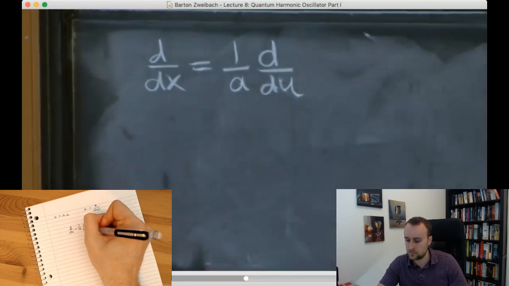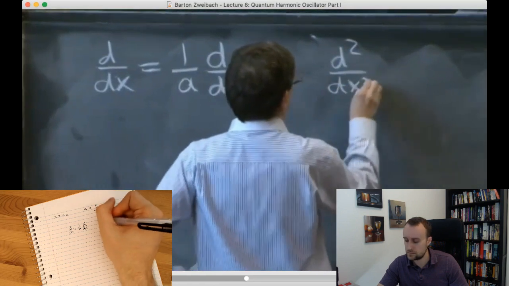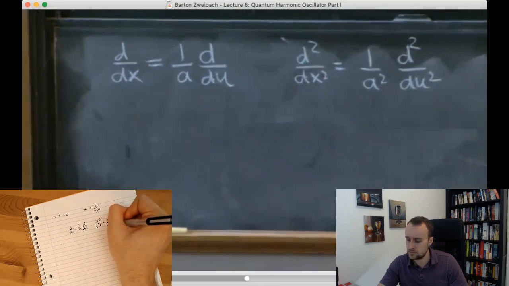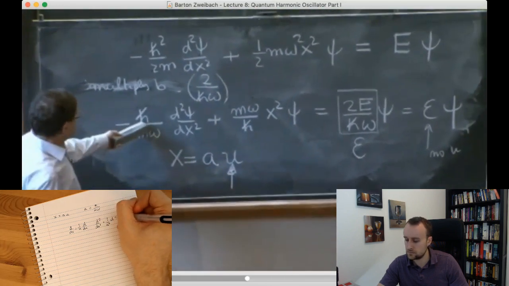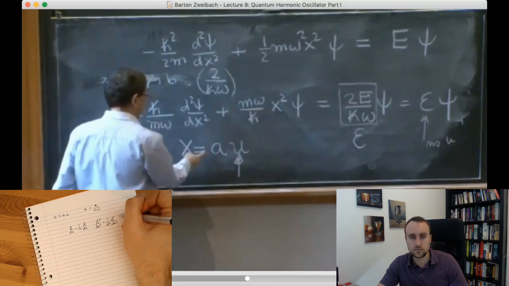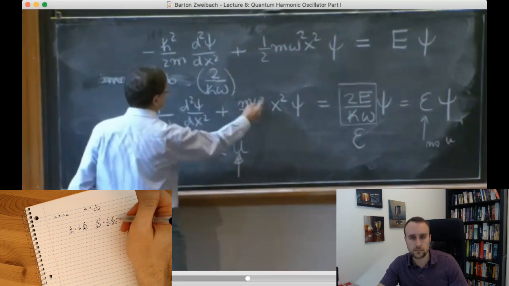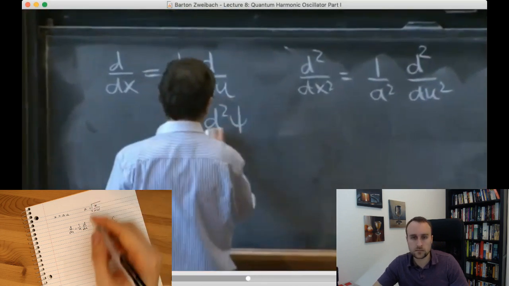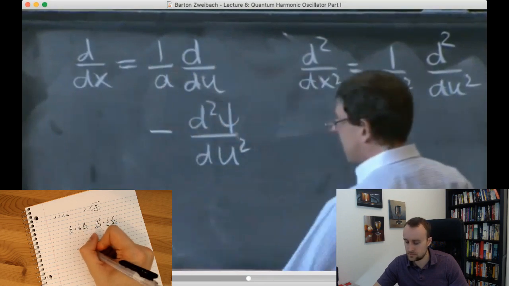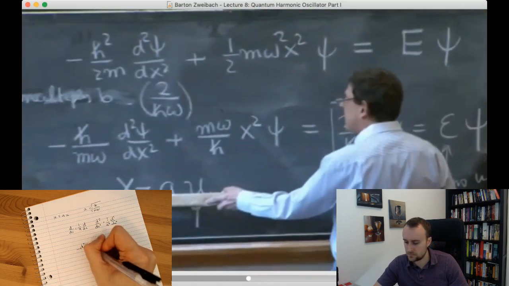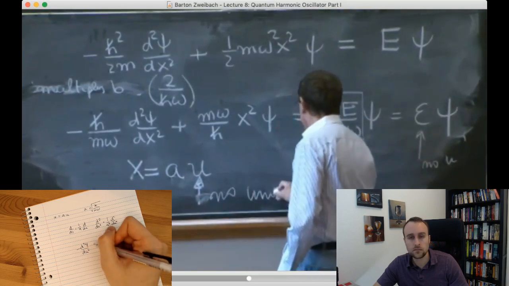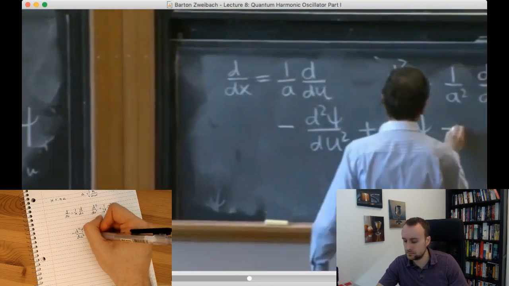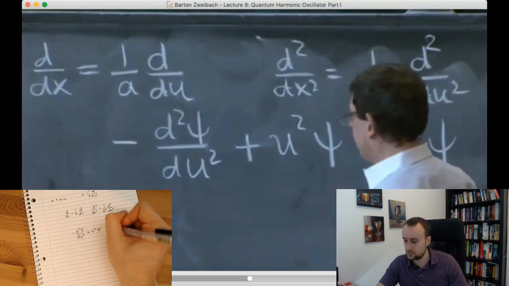And two derivatives with respect to x is 1 over a squared, d second du squared. And this thing is a squared, so actually you cancel this factor, and when I write x equals au, you get an a squared times this, and a squared times this is 1. So your differential equation has become minus d second psi du squared, where u is a dimensionless quantity, because this has units of length, this has units of length, no units here. So minus d second psi du squared plus u squared psi is equal to e psi.